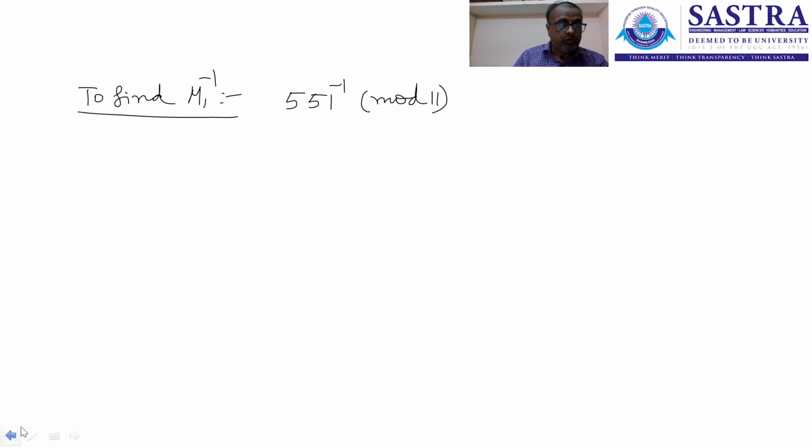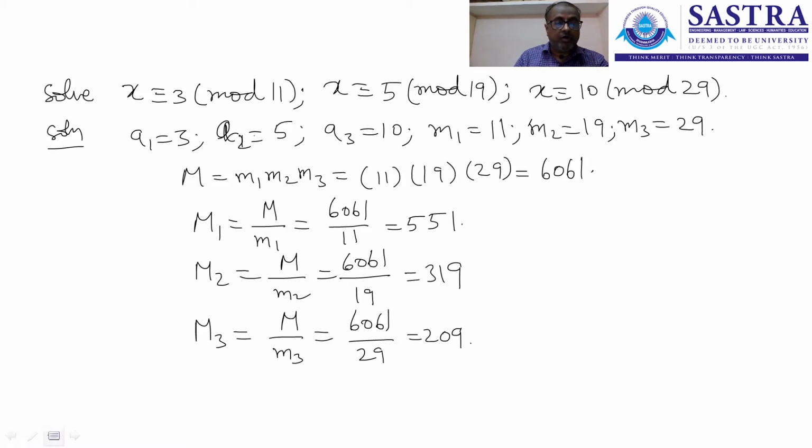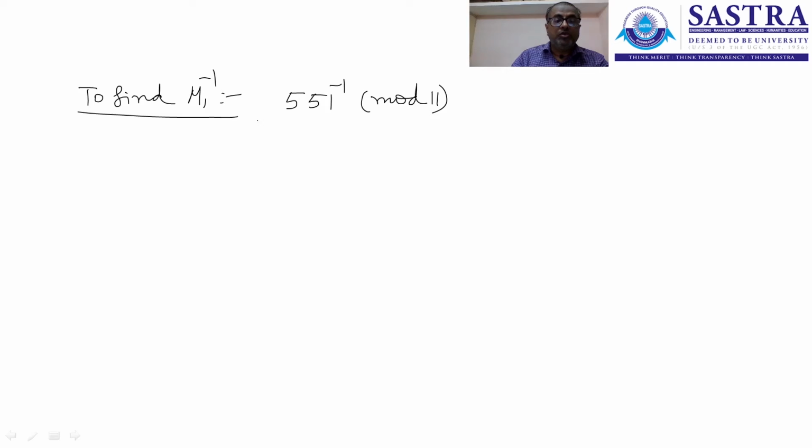The first step would be, let me write it down like this, to find M1 inverse. What is this M1 inverse? That is 551 inverse mod 11. M1 was 551 mod 11. Now I'll write like this: let alpha be congruent to 551 inverse mod 11, or 551 alpha is congruent to 1 mod 11.